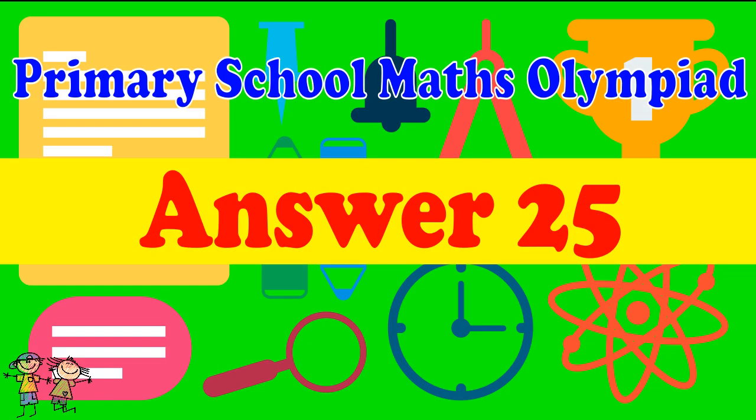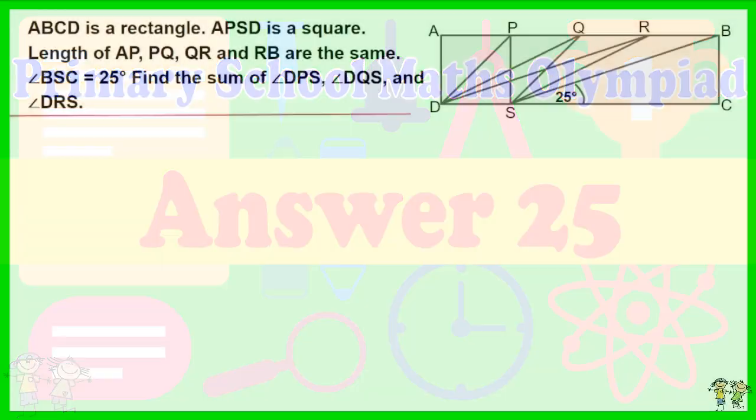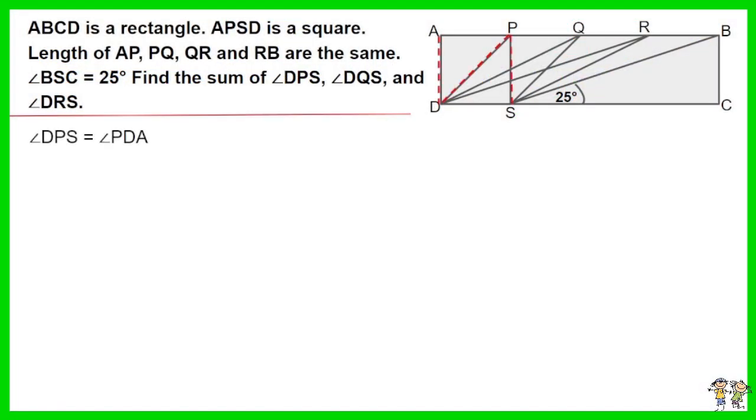Answer for question 25. Angle DPS equals angle PDA as shown by the dotted red lines. Angle DQS equals angle PDQ as shown by the dotted red lines. Angle DRS equals angle QDR as shown by the dotted red lines.